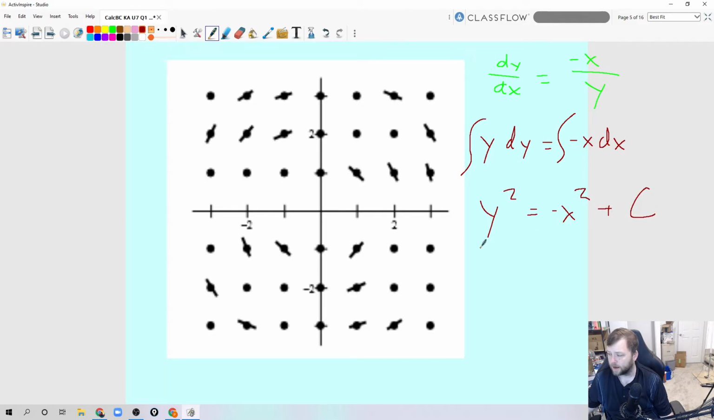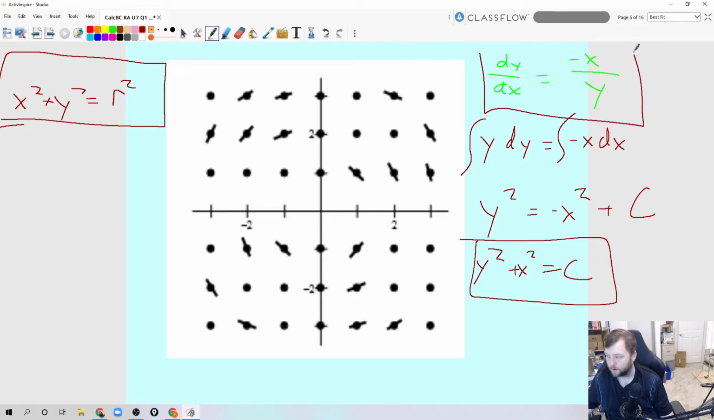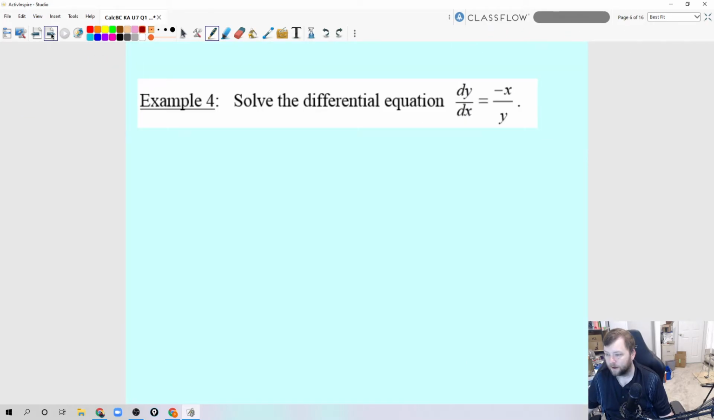And if I move that x over here, I'd get y squared plus x squared equals C. You're like, what's this equation? Well, you might remember, what's the equation of a circle? x squared plus y squared is equal to r squared, and r is just a constant. It's the same thing. So yeah, this is like the equation of a circle. Not a function because it doesn't pass the vertical line test. And this is just the differential form of this.